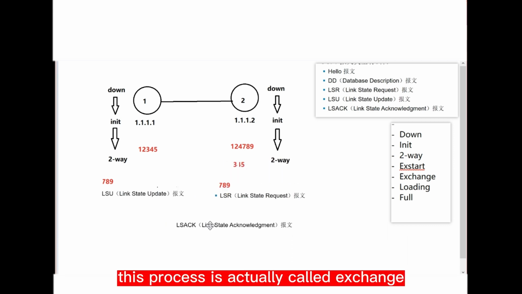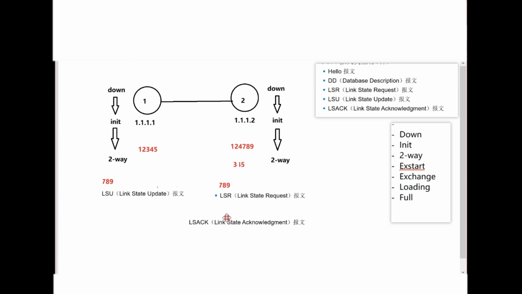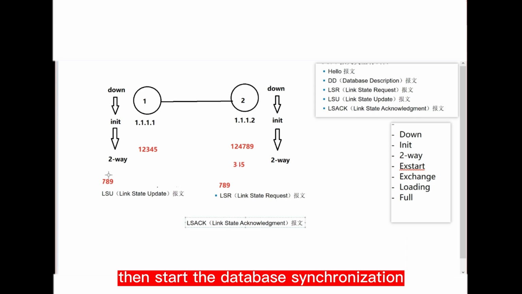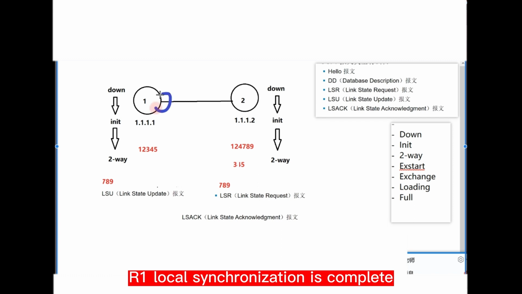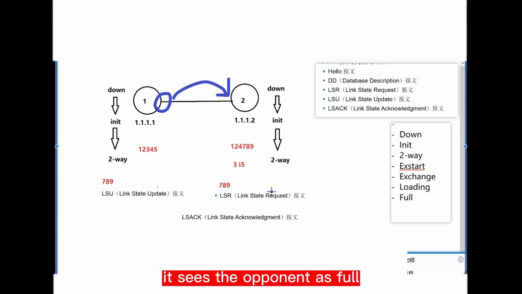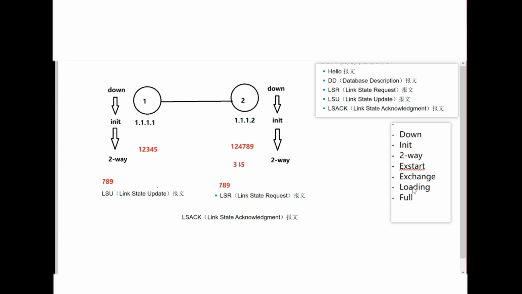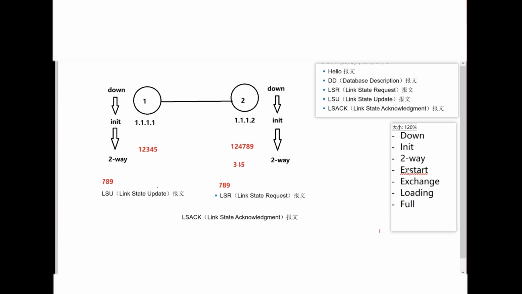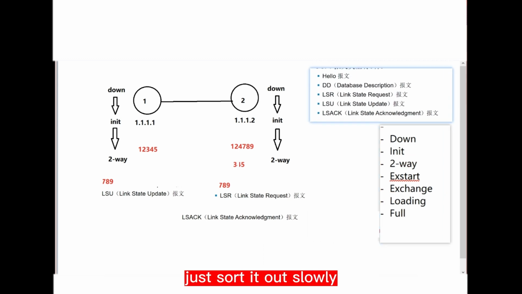This process is actually called exchange. The device is in this state during the whole interaction, then starts the database synchronization. Finally, all the equipment is completed. Of course, this is actually R1's local synchronization being complete. It sees the opponent as Full. So how does it switch to this state? There are many parameters in it. When you reach the NP stage in the future, just sort it out slowly.